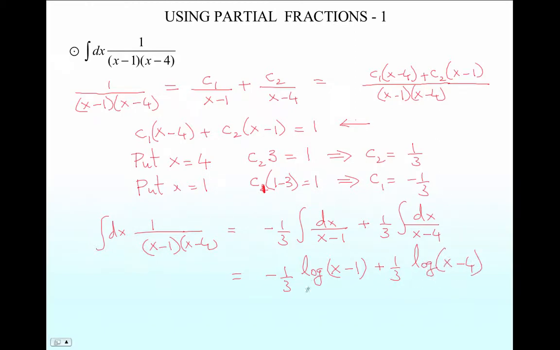Okay, so that's the answer, but sometimes it's a little bit nicer to write this as log of x minus 4 over x minus 1. That's because log of a minus log of b is log of a over b. But this answer is fine. This is just a little bit prettier.